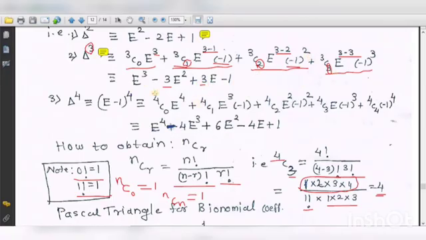Now regarding the signs, we'll check that the first term, 3C0, is 1 and E cube. So the first term is E cube. Now here it is minus 1 raised to 1, so we will have a minus sign. So minus 3 E square, because 3C1 is 3. Then 3C2 is 3 and here minus 1 squared, so minus 1 into minus 1, which is plus, because the product of negative and negative is always plus.